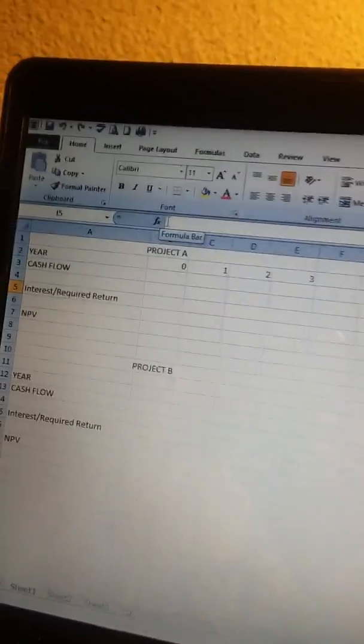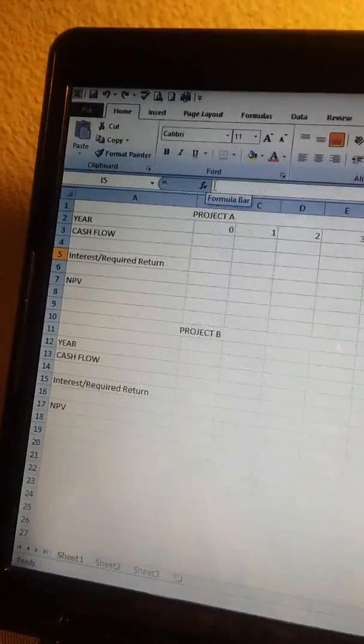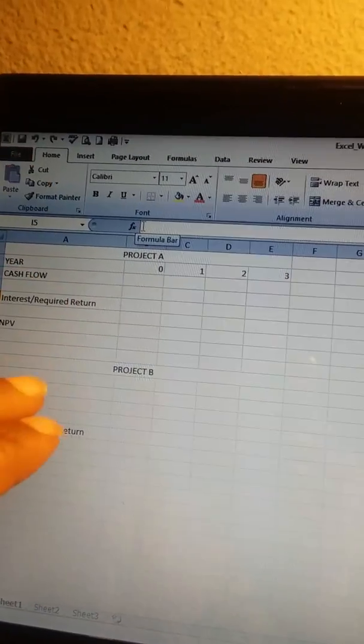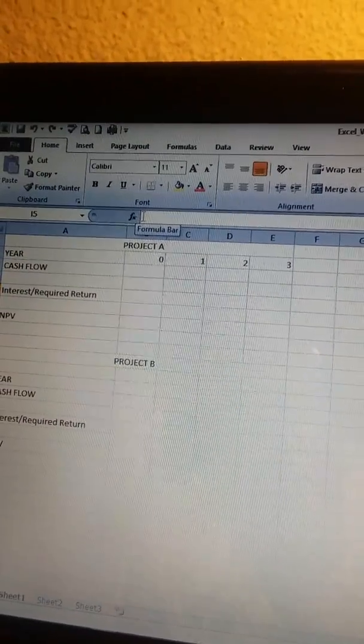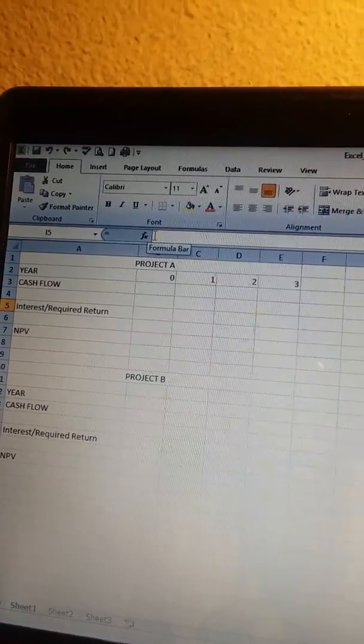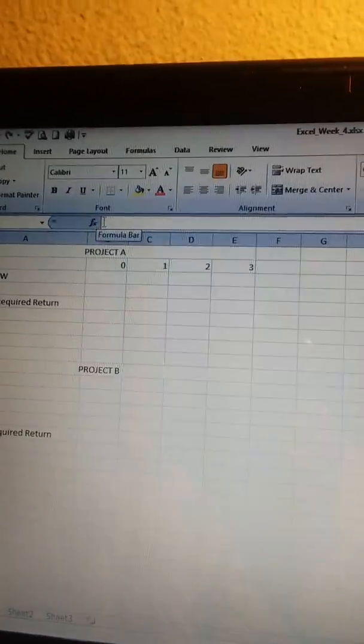So just to see how some of that plays out, we're going to look at some net present values, and we're going to exclusively use Excel.